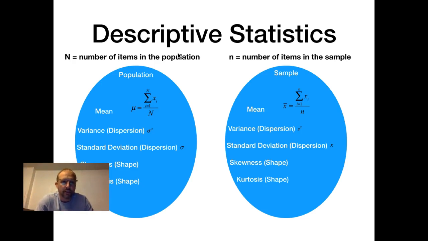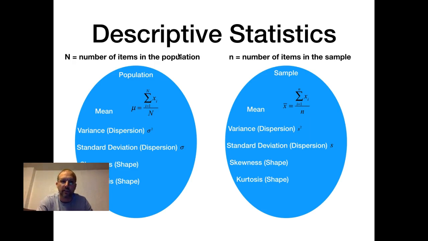Some of the statistics we'll look at are mean, that's going to be the average of whatever we're looking at. Variance is going to have to deal with the dispersion of the data points that we have. Standard deviation is also going to deal with the dispersion of the data. Skewness is going to be the shape of our data, and then kurtosis is also going to have to deal with the shape of our data.